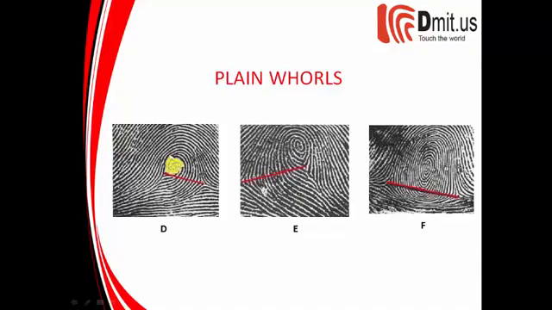Image D and image E are examples of central pocket whorls. Image F is a plain whorl. This is the first part of identifying a particular whorl. In this process we merely identify the pattern type. In this case we have identified what it takes to be a plain whorl.